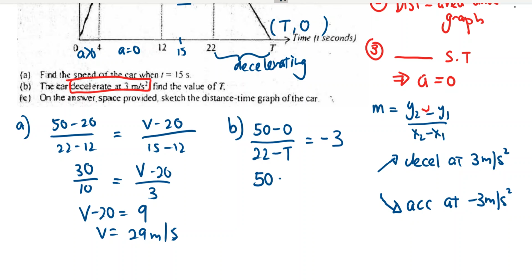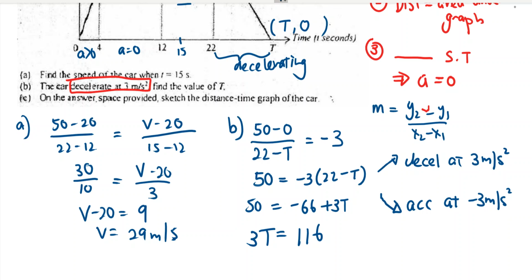So you have 50 is equal to negative 3 bracket 22 minus t. 50 is equal to negative 66 plus 3t. So 3t is equal to 116, and then t will be equal to 38.7 seconds.